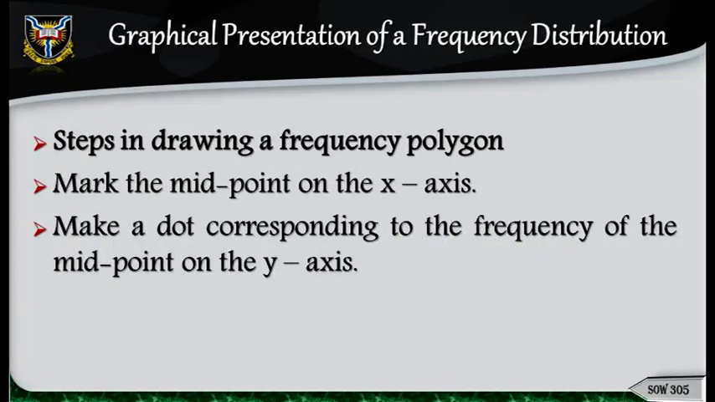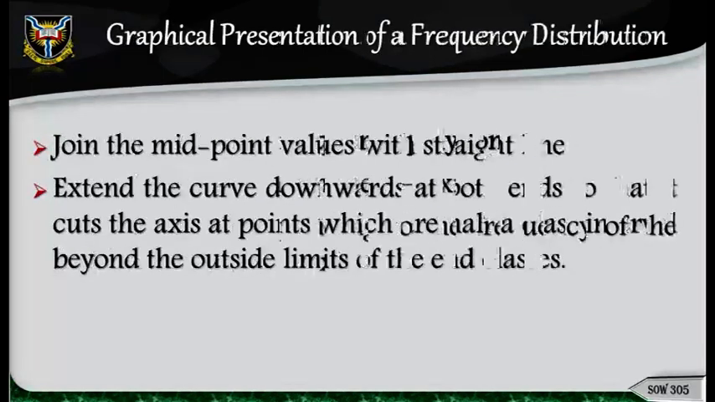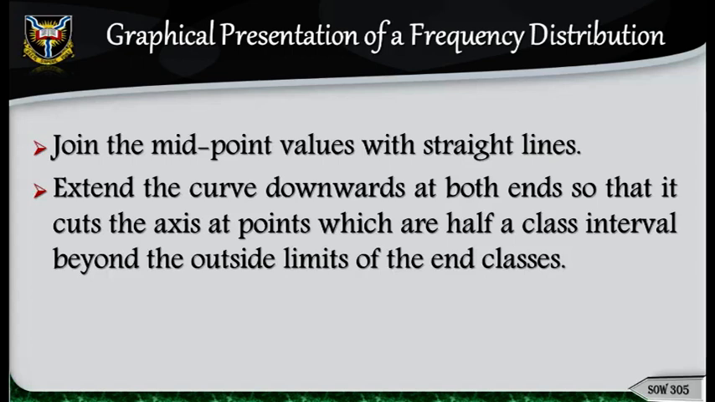Steps in drawing a frequency polygon. A. Mark the midpoint on the x-axis. B. Make a dot corresponding to the frequency of the midpoint on the y-axis. C. Join the midpoint values with straight lines. D. Extend the curve downwards at both ends so that it cuts the axis at points which are half a class interval beyond the outside limits of the end classes. This should be done even if it means that the curve crosses the vertical axis and ends in the minus part of the graph.